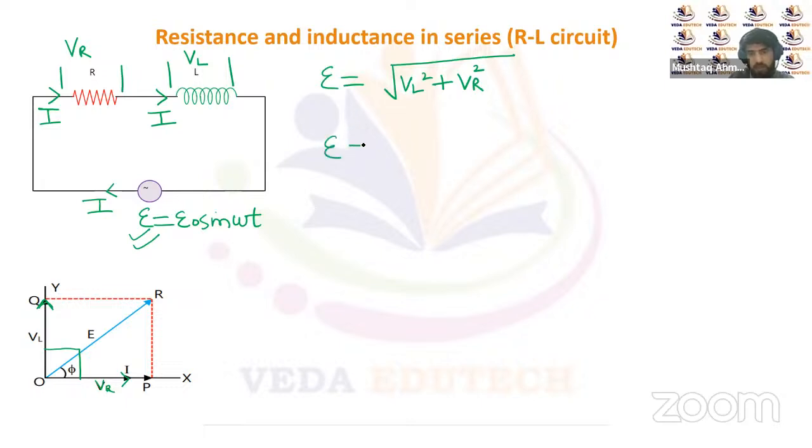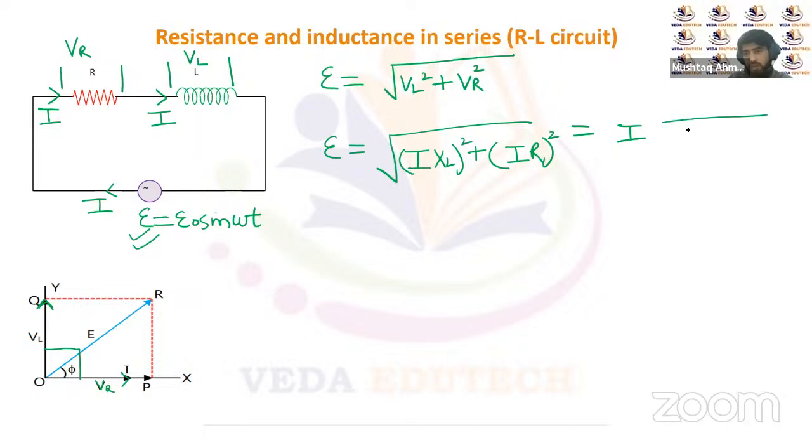The current flowing through them is the same, that's I, so we can write VL as I into XL, whole square. Similarly for resistor, it will be I into R, whole square. So this will be equal to, I will be taken outside, and we will be left with under root of XL square plus R square, right?